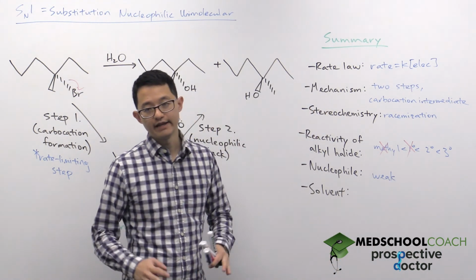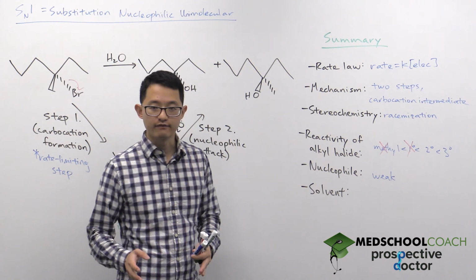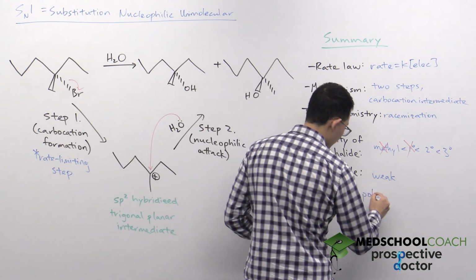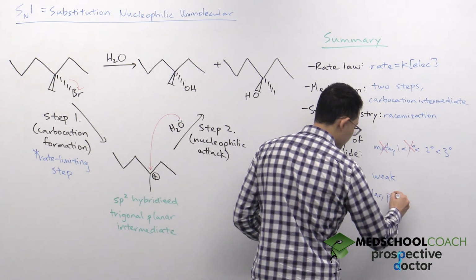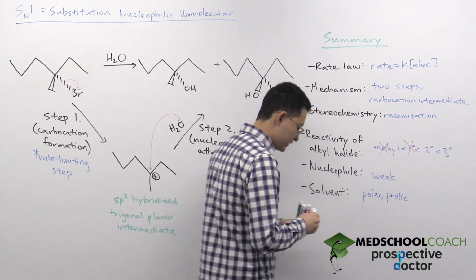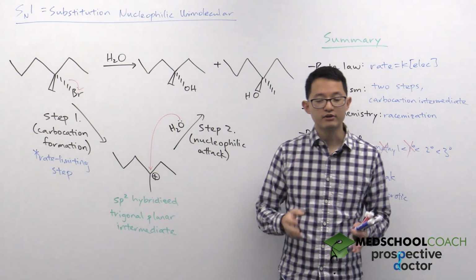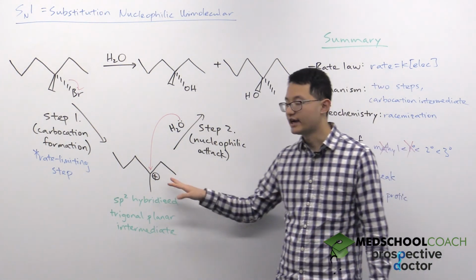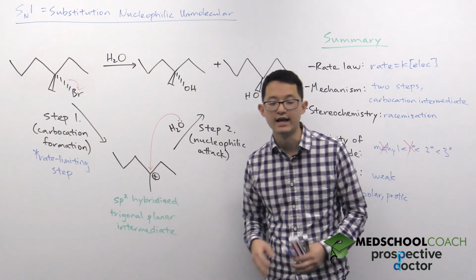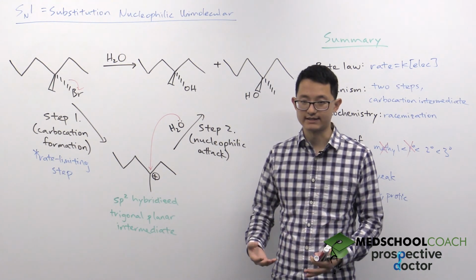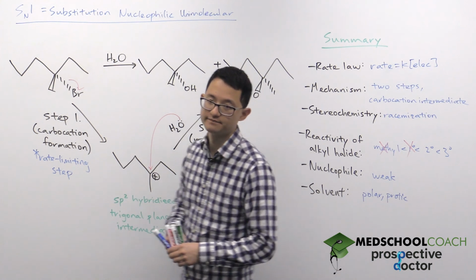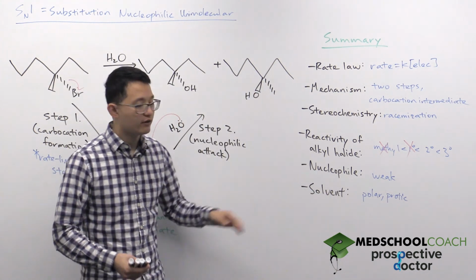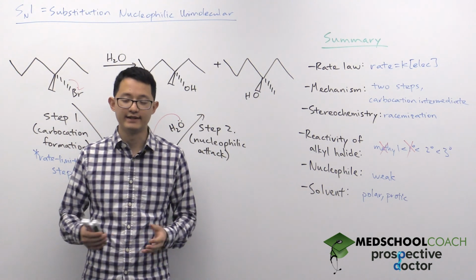For the solvent, again, we want to consider polar protic versus polar aprotic. And in this case, we're going to want the polar protic solvent. And that's because in this situation, the polar protic solvent is able to form hydrogen bonds with the carbocation, helping to stabilize it. All right. So that's the SN1 reaction, and you can take note of all the differences between SN1 and SN2.